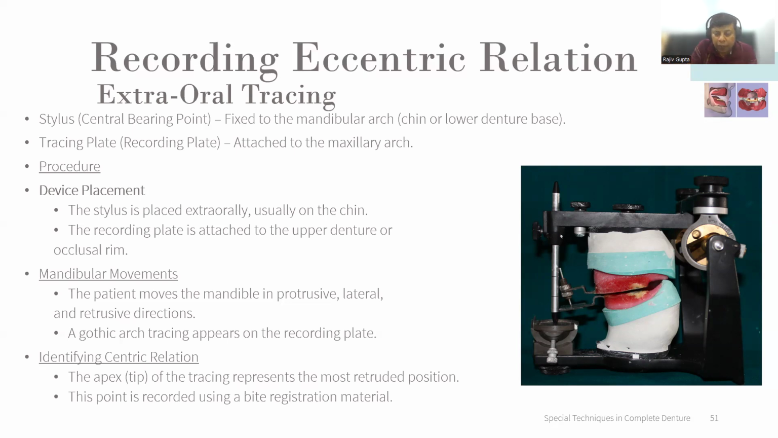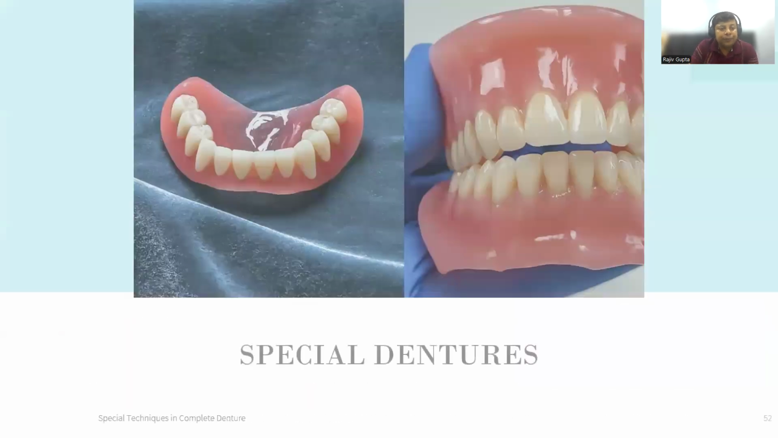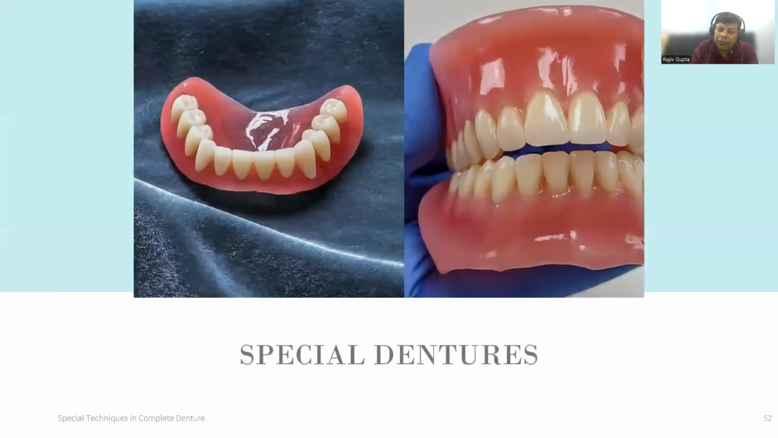So with the help of the arrow tip, we know that this particular point is the centric relation for that particular patient. So we can redo it, we can reconfirm, we can re-verify until we get the right vertical and the centric relation. We can perform the procedure again and again. So once we have recorded that, we have to do all the teeth arrangement and then we have to do the final processing of the denture.